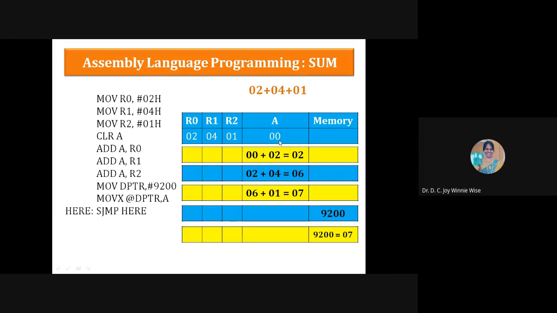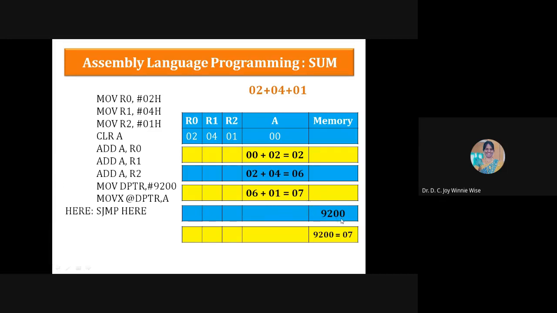So accumulator is 00. Then we are adding the first data. So the output will be 02. So in the next instruction, I'm adding the second data, that is 04, that is available in R1. So the output will be 06. And the third data is added to the accumulator, that is 01. So output is 07. Okay.